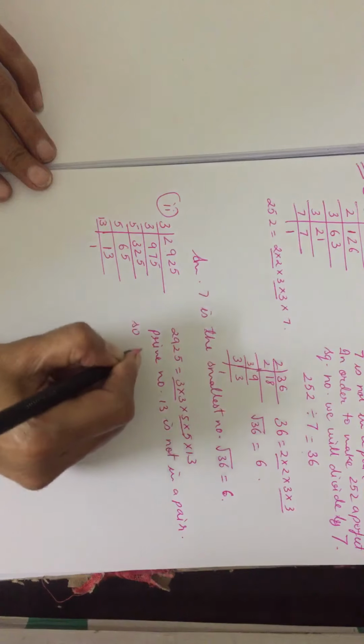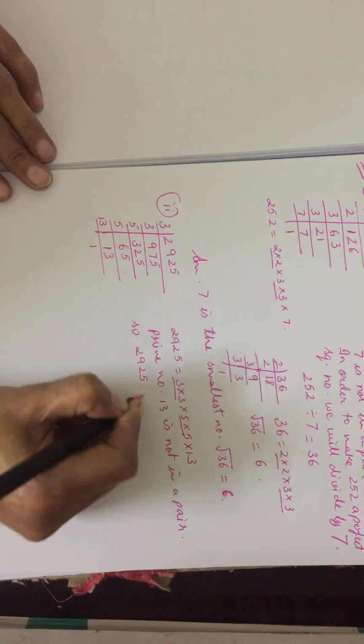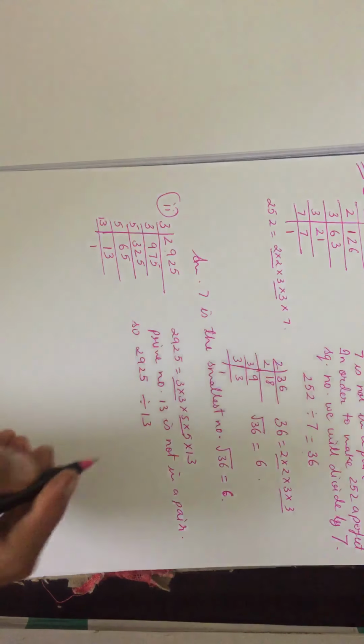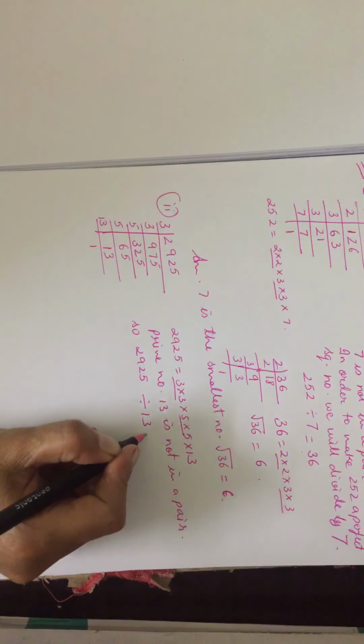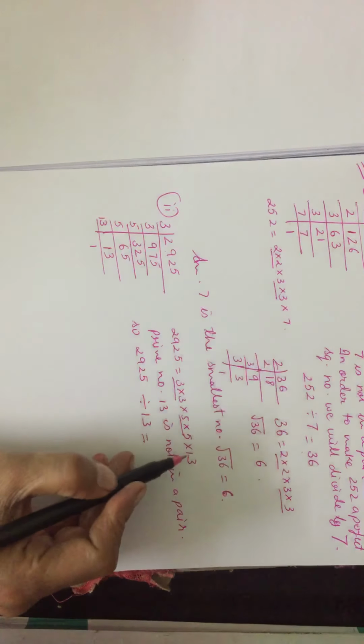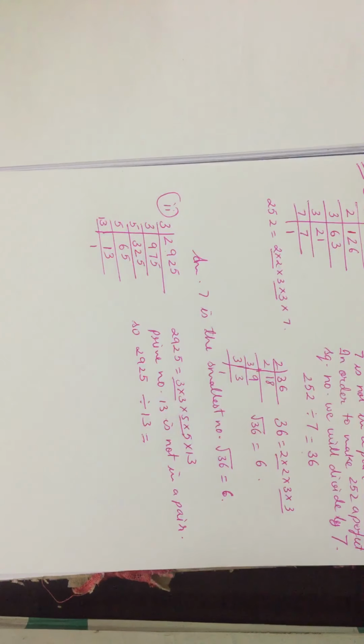So 2925 is to be divided by 13 to make it a perfect square. When you divide this number by 13, just divide it in your rough copy and calculate it fast. As I told you also, now this will not have the factor of 13. So what are the rest of the factors? 5 multiplied by 5 multiplied by 3 multiplied by 3.